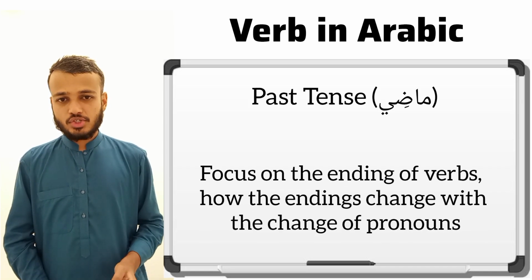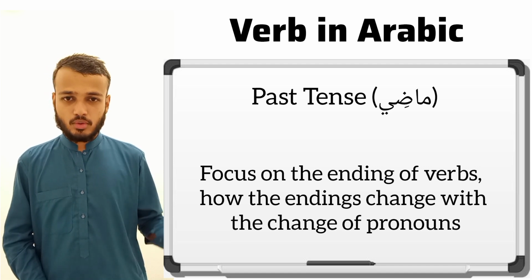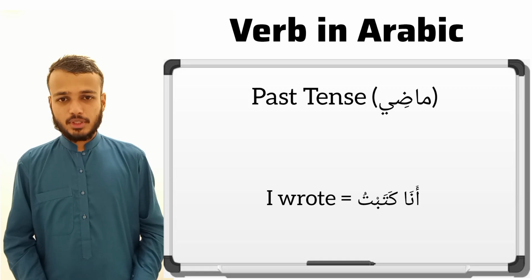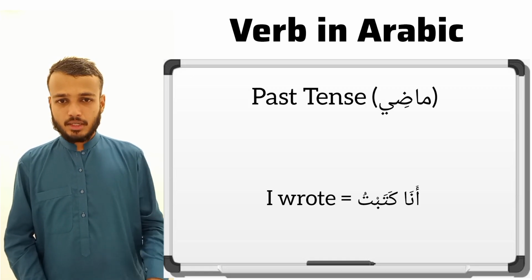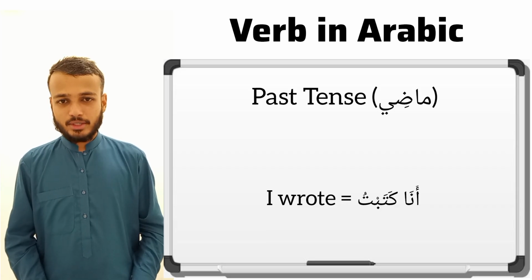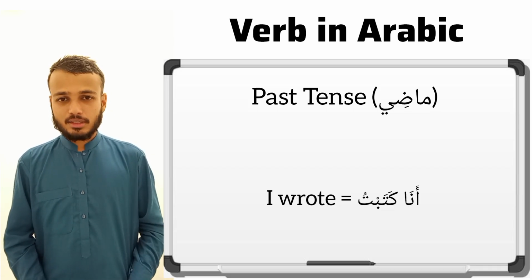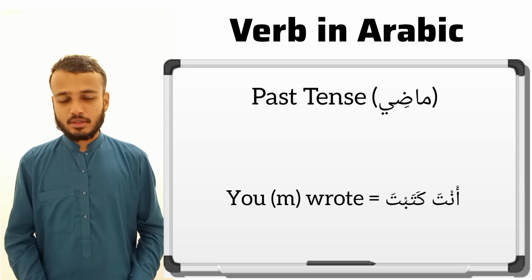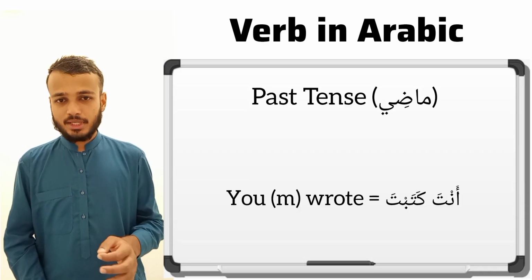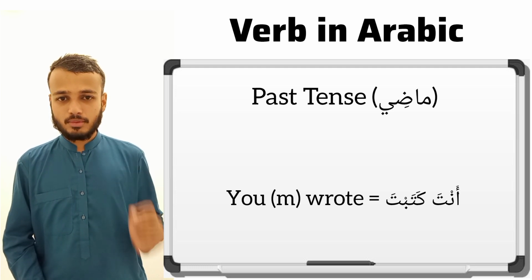In the past tense, just focus on the ending of the verb, how the endings change with the change of pronoun. For example, I wrote, ana katabtu. I mean ana, wrote mean katabtu. If we use I, we add tu at the ending of the verb. And you wrote, anta katabta. If we use you, we add ta at the ending of the verb.